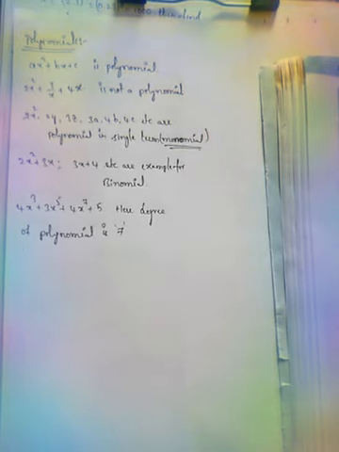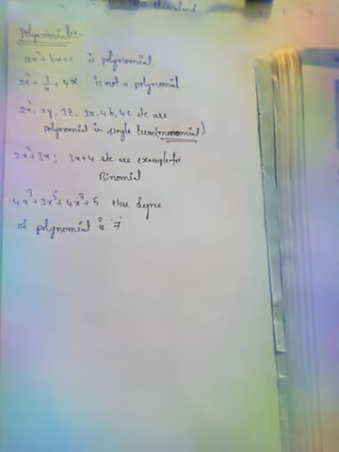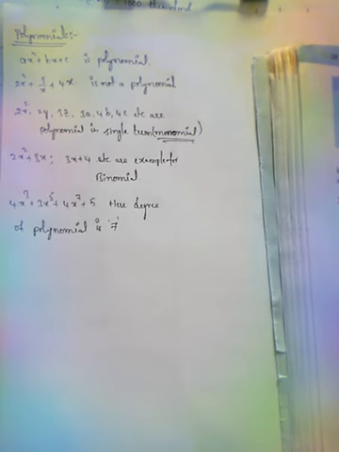First, what is a polynomial? A polynomial is an algebraic expression in terms of x or a variable, having positive integers as the exponent. That is called a polynomial. If any algebraic expression contains a negative exponent for a variable, then it is not a polynomial.